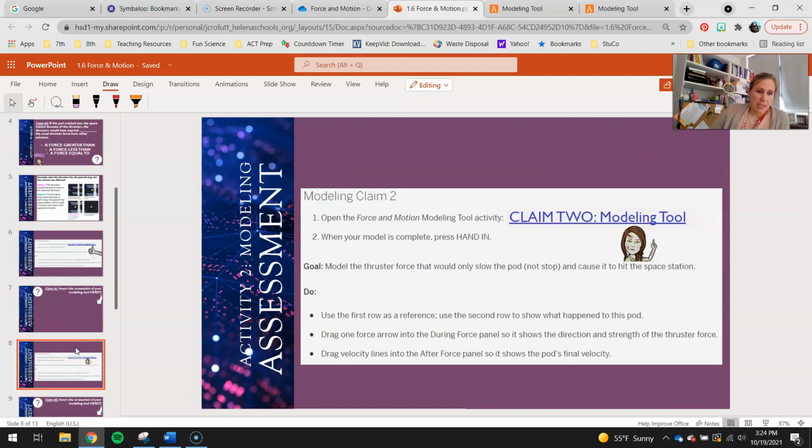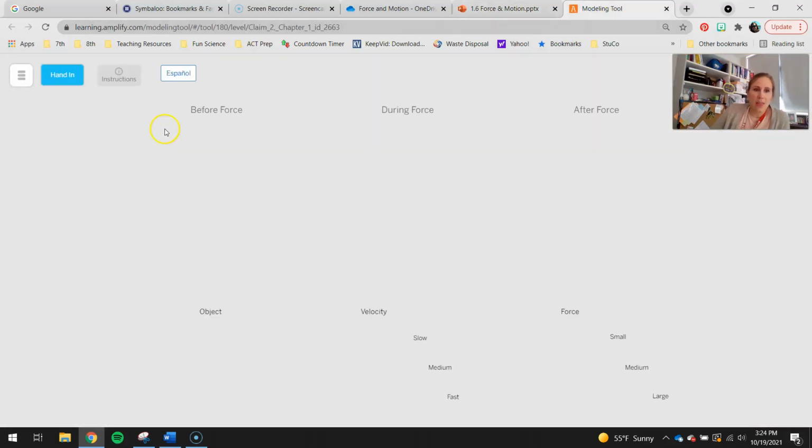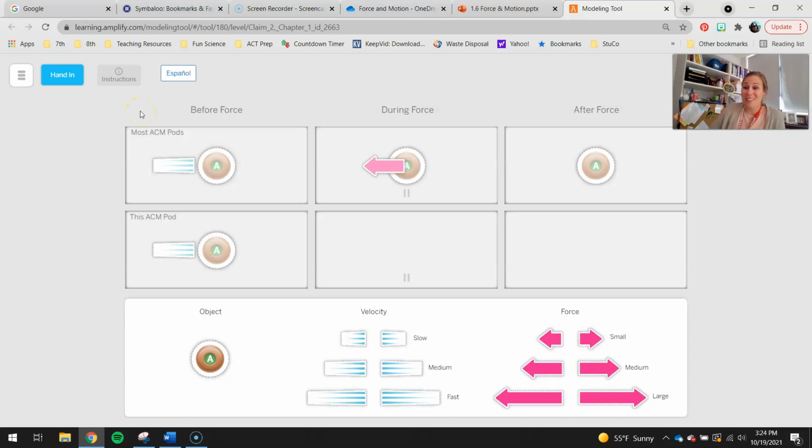Okay, very similar to that, you guys have the modeling tool for claim 2. So remember, again, that claim 2 states that the pod only slowed down, it didn't stop, and it kept moving. So again, notice this first row here shows you guys what happens in a normal mission, okay? The pod moves in a medium speed, the thrusters fire in a medium force in the opposite direction.